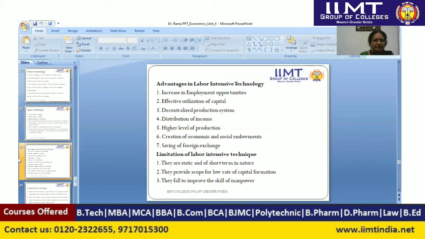Advantages in labor intensive technology. It increases employment opportunities, effective utilization of capital, decentralized production system, distribution of income, higher level of production, creation of economic and social environment, saving of foreign exchange. Limitations of the labor intensive techniques: they are static and short term in nature. They provide scope for low rate of capital formation, and they fail to improve the skill of manpower.